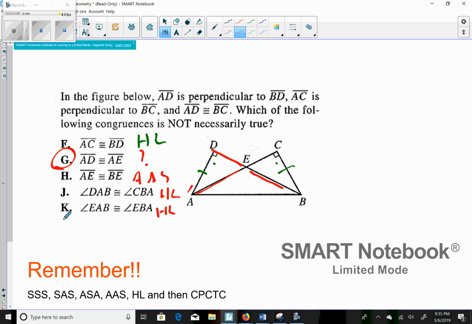Okay, the next one, number 6. If I can get it to turn.